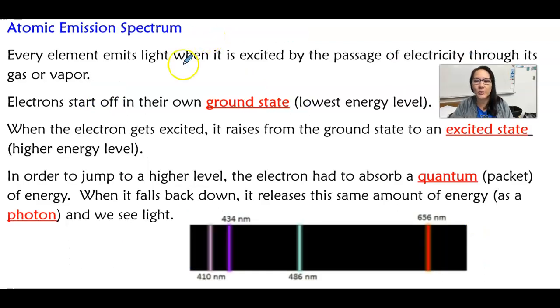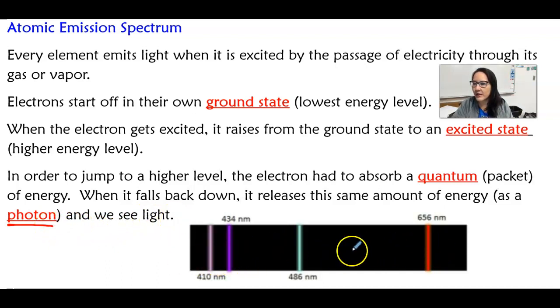Atomic emission spectrum. Every element emits light when it is excited by the passage of electricity through its gas or vapor. Electrons start off in their own ground state, which is the lowest energy level. When the electron gets excited, it raises from the ground state to an excited state, or a higher energy level. In order to jump to a higher level, the electron had to absorb a quantum or packet of energy. When it falls back down, it releases the same amount of energy as what's called a photon, and we can see that. Photon is light, so we can see particles of light.